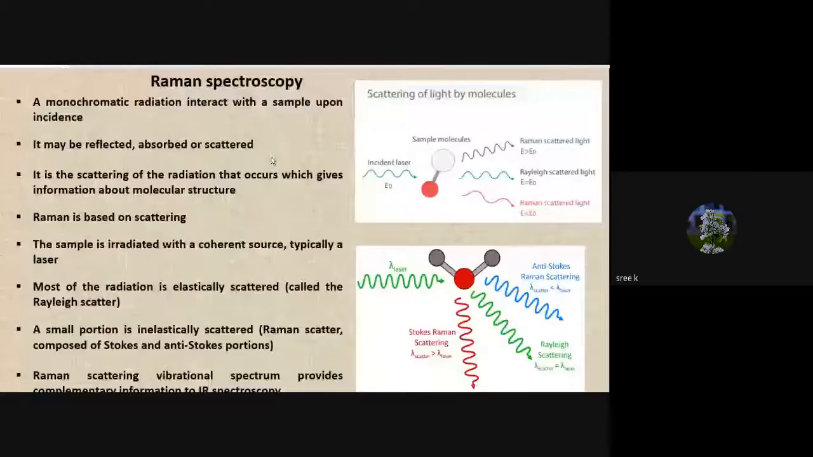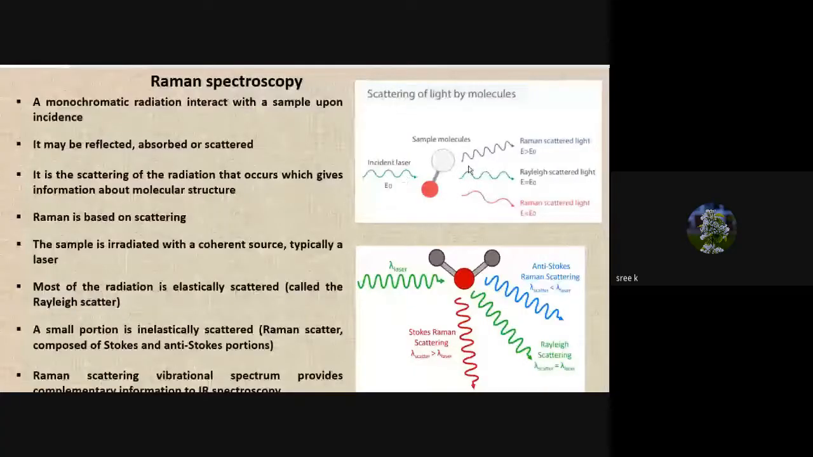The next is Raman spectroscopy, where you have the same infrared radiation. But here, instead of absorption, we use the scattering of the radiation, and it is the scattering of the radiation that gives the information about molecular structure. So you have an incident laser, and if it does not influence the molecules, the intensity and wavelength of the laser remain the same. This is called Rayleigh scattering.